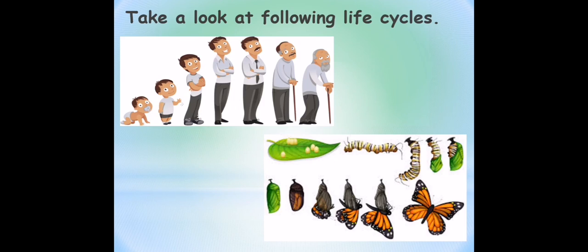Look at the stages of the human life cycle. They all look the same except for the size. But in the butterfly life cycle, the stages egg, larva, pupa and adult have different external appearances. So, having different external appearances in different stages of the life cycle is known as metamorphosis.